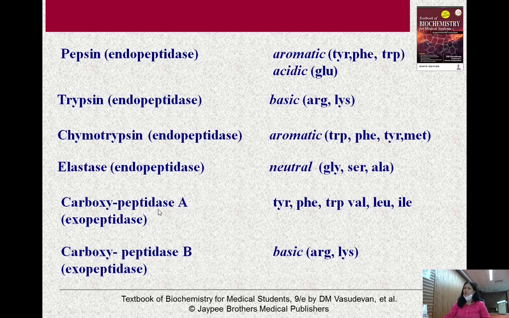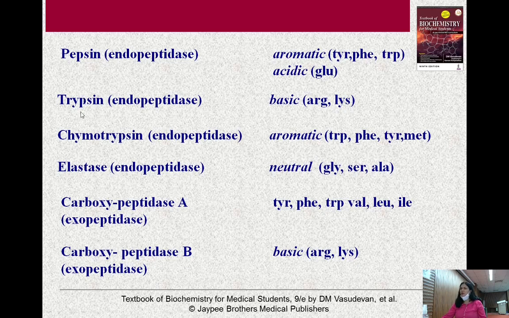Clear? Carboxypeptidase A will act on the aromatic amino acid. Carboxypeptidase B will act on the basic amino acid. Elastase will act on the neutral amino acids, that is glycine, serine and alanine. Clear? Chymotrypsin will act on the aromatic amino acid. Trypsin will act on the basic amino acid.